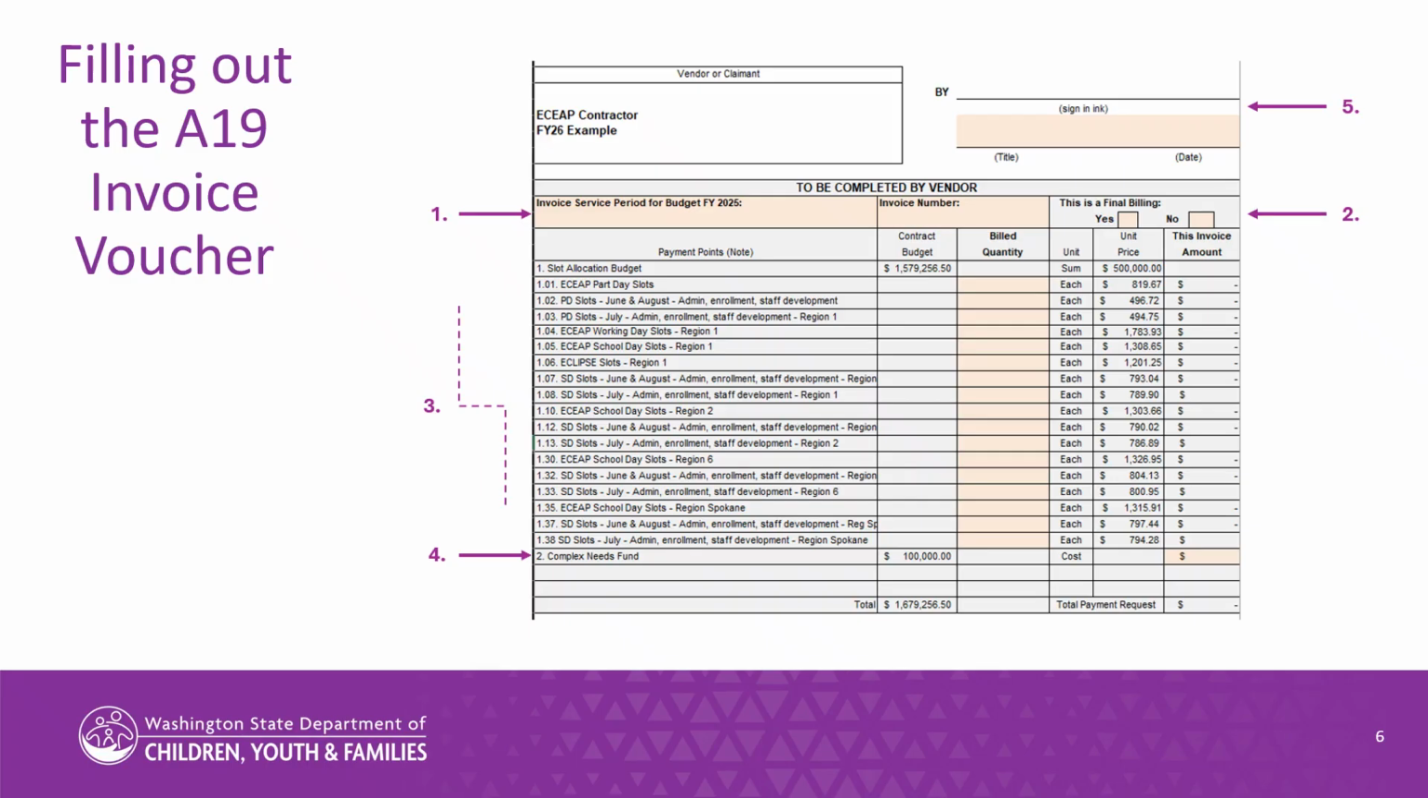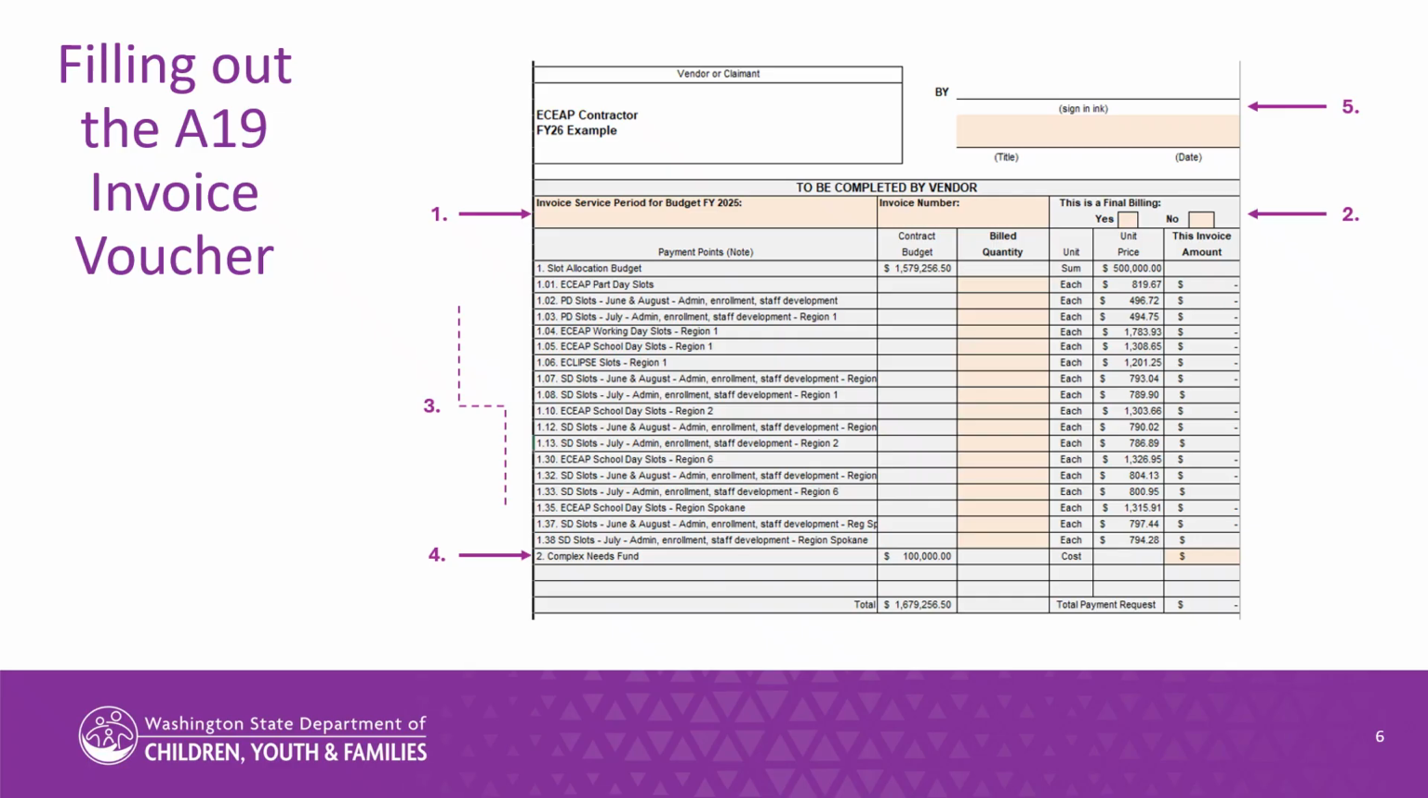Number 4, Complex Needs Award, is billed based on reimbursement located at the bottom of the A-19 invoice. You would add the funds spent to the complex needs line in the A-19. Contractors will need to submit a monthly spending report via Smartsheet with the A-19 submission. Please ensure that the total requested for reimbursement in the A-19 is equal to the amount reported in the Complex Needs Fund's monthly spending report.